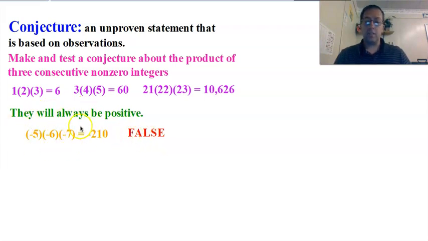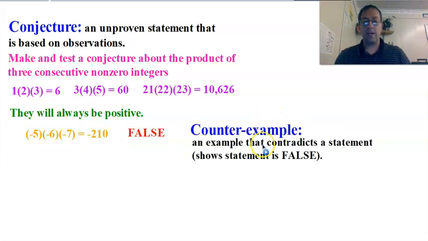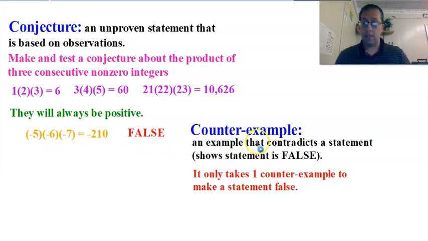Okay. This is called a counterexample. This is an example that contradicts the statement. It shows that your original statement is a false statement. And so the important thing there, how many counterexamples did we find? We only found one. And that is all it takes. If you can find one counterexample, then your statement is a false statement. So something that is 99% true is 100% false. One false example and the entire statement has to be thrown out.